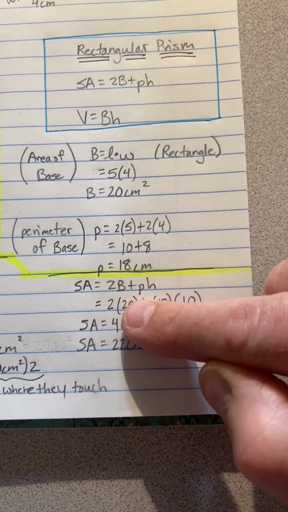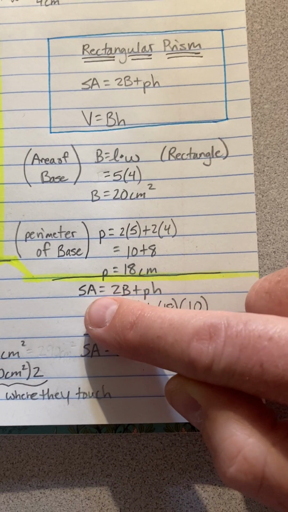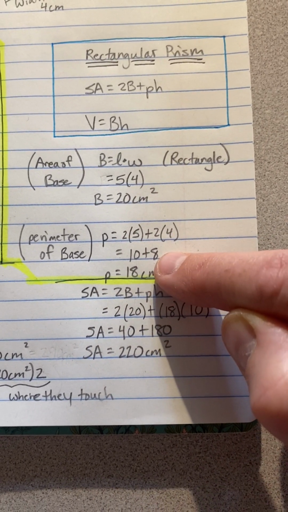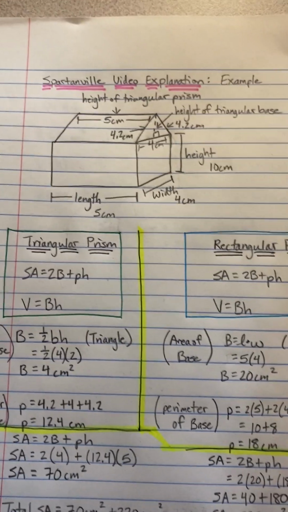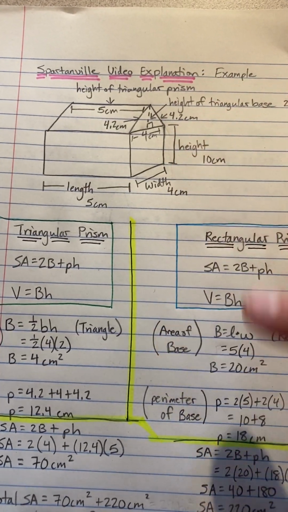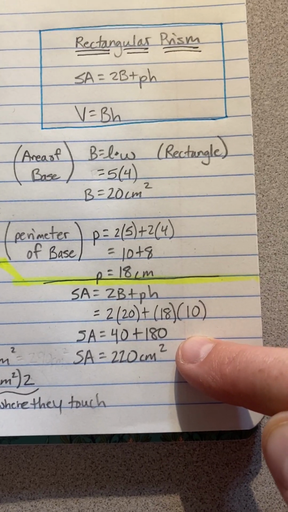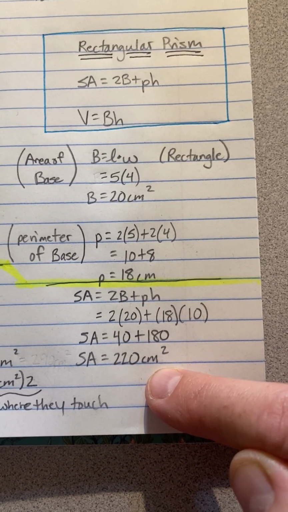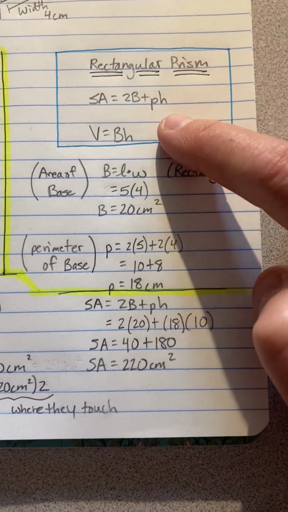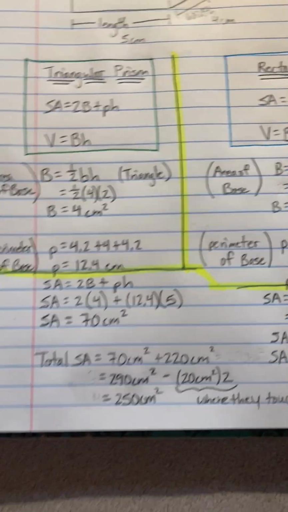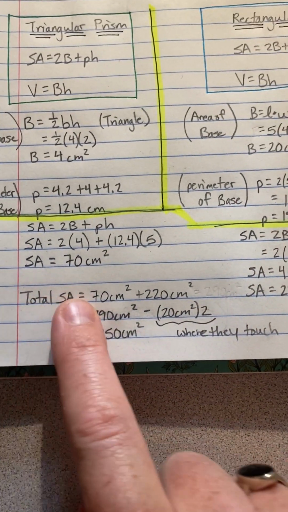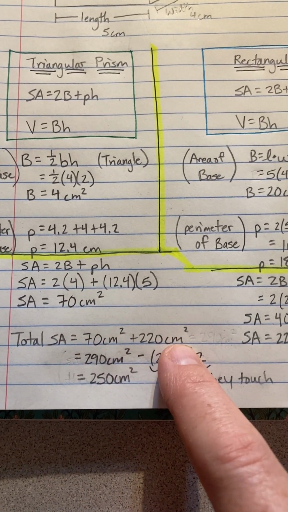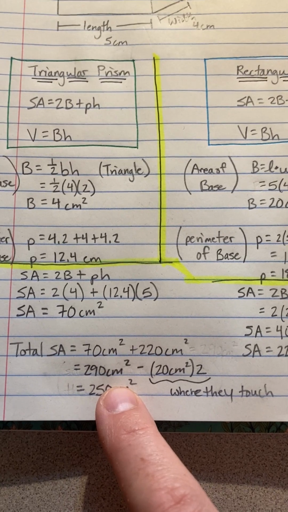So then I filled that into the surface area formula. So 2 times the area of the base, which I found was 20, plus the perimeter of the base, which is 18, times the height, which was 10. So then I ended up with 40 plus 180, which is 220 total square centimeters for the surface area of the rectangular prism. When you go to add them together, you get a total surface area of 70 square centimeters plus 220 square centimeters, which is 290 square centimeters.